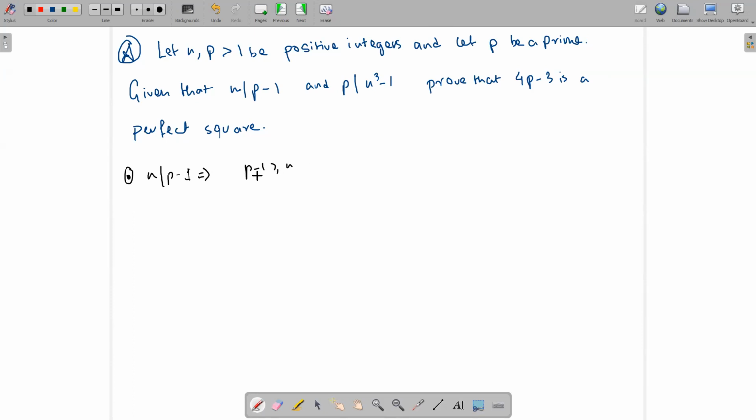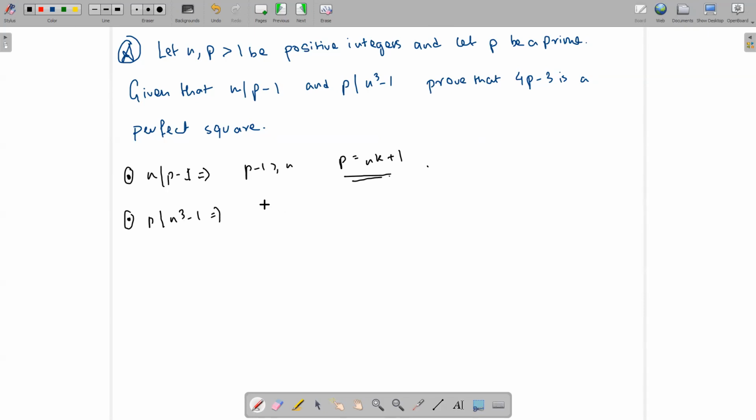What can you say? Like p is of this form, right? P is of the form nk plus 1. So this is the form of prime you are working with, right? So okay, this is the most that we can do from the first one, almost. So what can you conclude from the second condition?